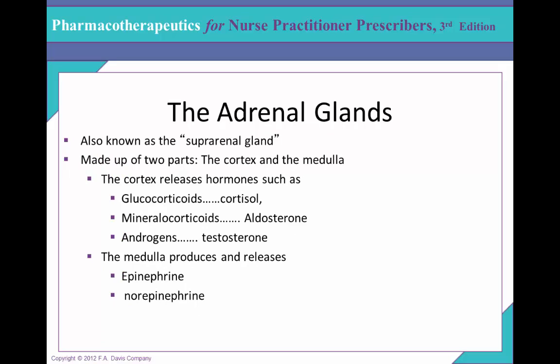Now let's talk about the adrenal gland. Remember that the adrenal gland has the cortex and the medulla. In the cortex, there is secretion of glucocorticoids, which is cortisol, mineralocorticoids, which are aldosterone, and androgens, which is testosterone. For the medulla, there's secretion and production of epinephrine and norepinephrine, which are the catecholamines for fight or flight.